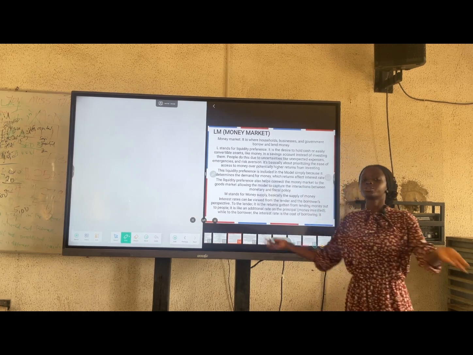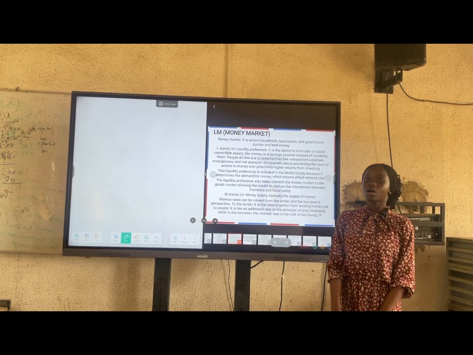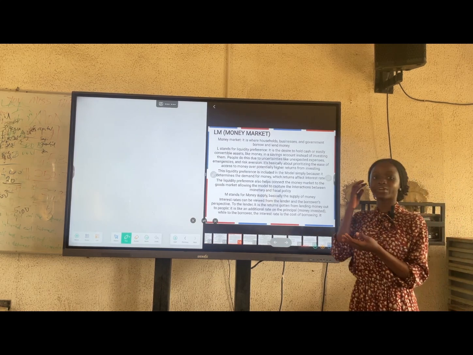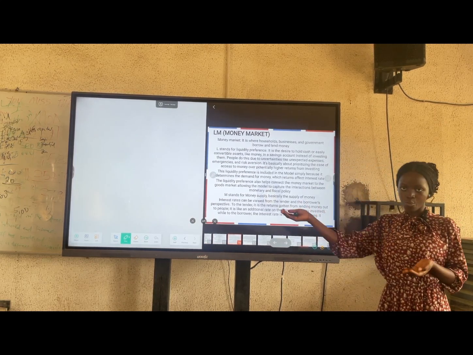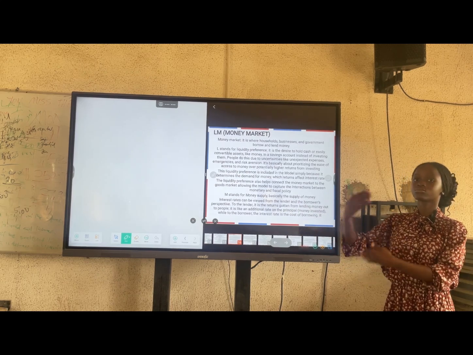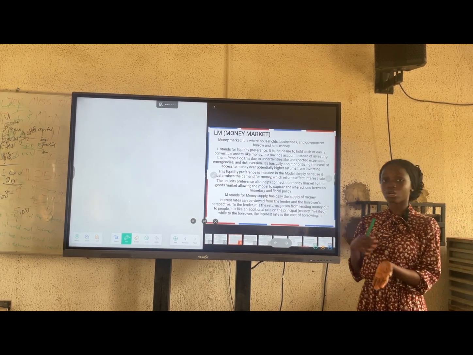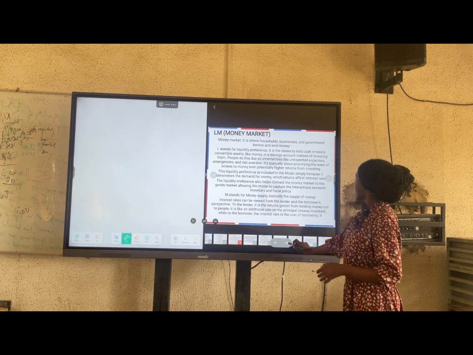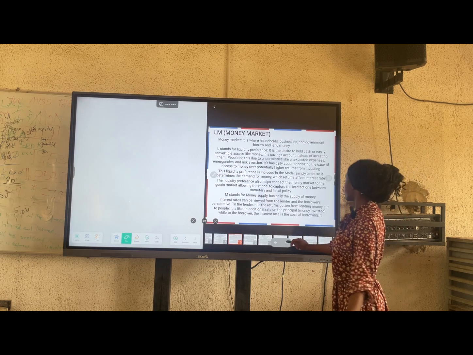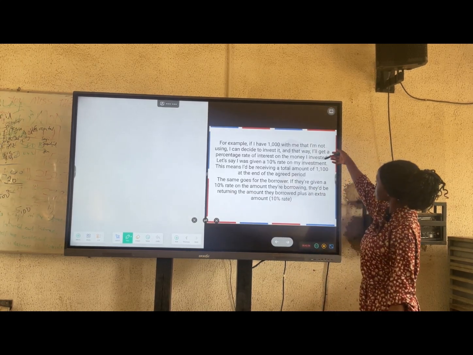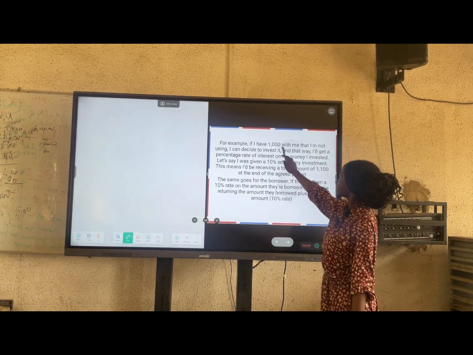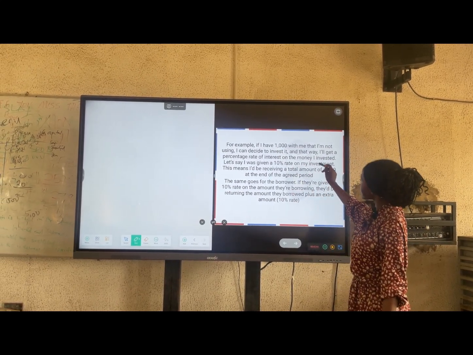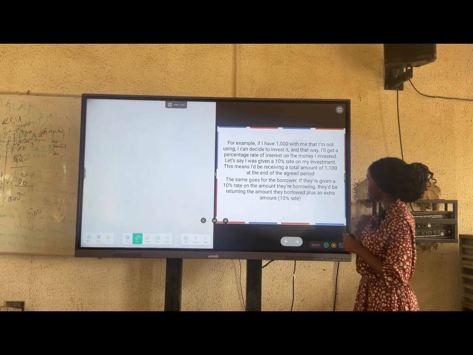So let's say I have $100 that I'm not using now. And I say, okay, instead of keeping this money with me, let me just invest it, let me keep it somewhere where it will be yielding an extra amount. So for the lender, it's a return, while for the borrower, the interest rate is the cost of borrowing. I said if I have 1,000 with me and I'm not using it, I can decide to invest it, and that way I'll get a percentage rate of interest on the money I invested.